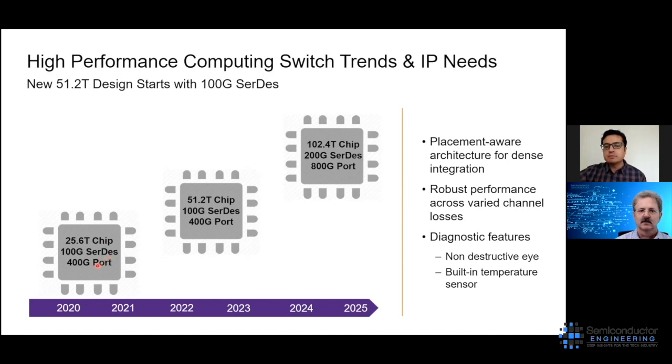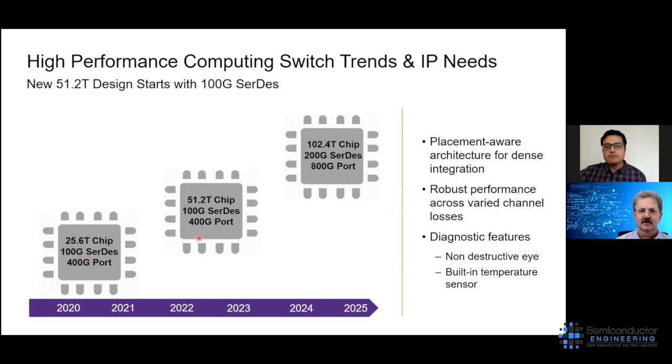So this shows the progress of the switch roadmap with respect to time. Last December, a 25 terabit switch, which is actually a 25.6 terabit switch, for top of the rack switch implementation was made available. This uses 400 gig Ethernet ports, and the SerDes unit is 100 gig SerDes. So this silicon has 256 lanes of 100 gig SerDes integrated in it.